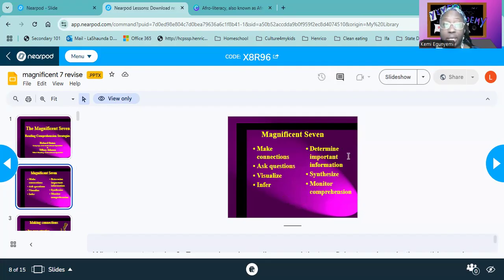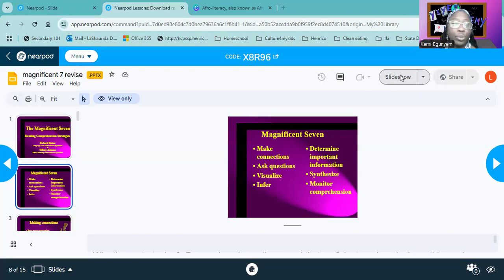So they said when you're reading, and this is pretty basic for reading level, what I've done, and I'll show you in a moment, is I've taken it to the Afro literacy level, and you will see the difference in a moment. The seven things that you should be able to do are: make connections, ask questions, visualize, infer, which is reading between the lines, determine important information, synthesize, take things from different places, and then monitor, have skills to monitor comprehension. Those are your basics, right? Basic things that you should be able to do.